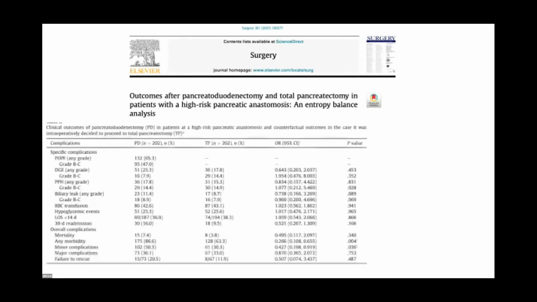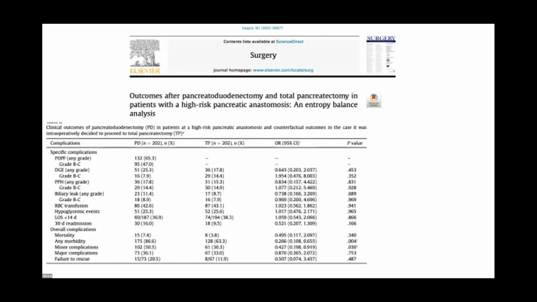This is another very interesting study which analyzed whether total pancreatectomy would be useful. They utilized an entropy balance analysis wherein you do a simulation of high-risk patients by giving weightage to the parameters which can affect the outcome of these patients. So there were 202 high-risk pancreaticoduodenectomies. They simulated this to say, if we do a total pancreatectomy in these, what would happen?